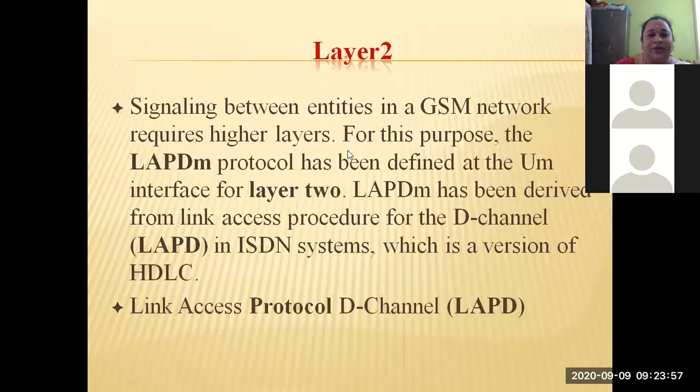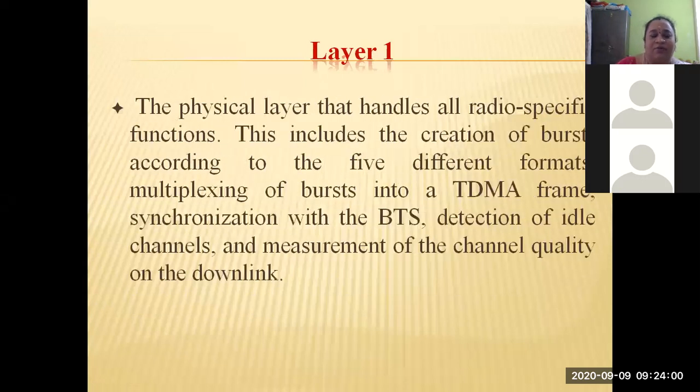Only 3 layers of protocols help us in communicating among the mobile stations. The first layer is the physical layer, which handles radio-specific connectivity and functionalities: creating the burst and sending the signals, multiplexing the burst, accommodating the burst into the TDMA frame, synchronization with the base transceiver system, detection of the channels, and sending the measurements on that channel by measuring the uplink and downlink frequency.